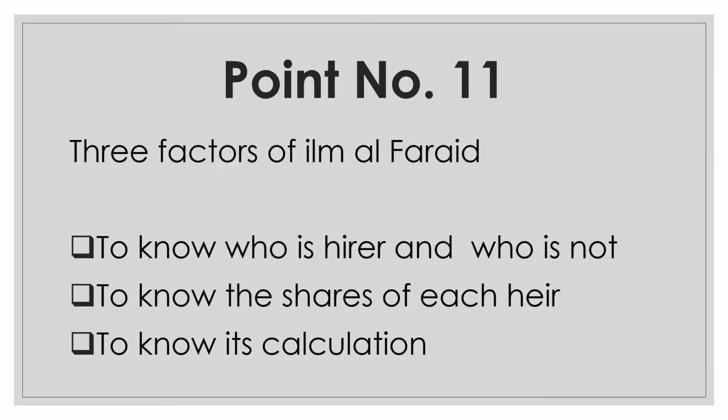And the 11th point, there are three main factors of this science. The first one is to know who is the heir. There is a small typo, please note it. And who is not, who are the deserving persons of the estate, and who are not. That is the first factor of this science. The second one is to know the shares of each heir. For example, the share of the son, the daughter, the sister, the wife, the husband, all these steps, inshallah.